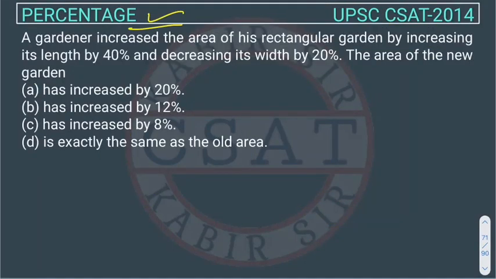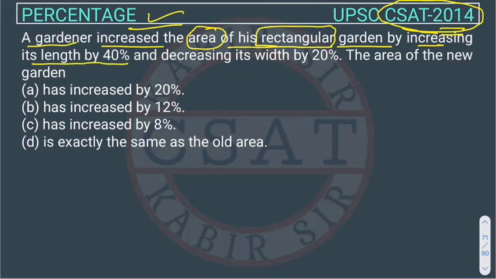So this is the percentage question asked in UPSC CSAT 2014 exam, right? A gardener increased the area of his rectangular garden by increasing its length by 40% and decreasing its width by 20%. The area of the new garden. So the gardener has a rectangular garden, right?